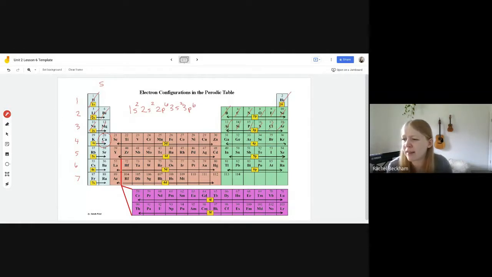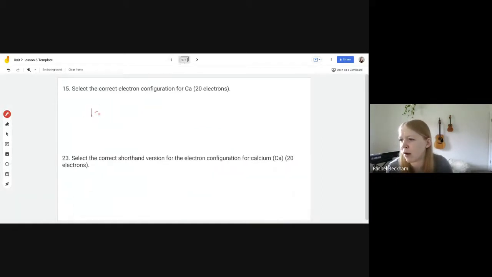And now we're trying to get to calcium. So row 4, section S, and then 2 blocks in, 1, 2, and we have hit calcium. So this is the electron configuration for calcium. I'll write it over here as well. This is the electron configuration for calcium.